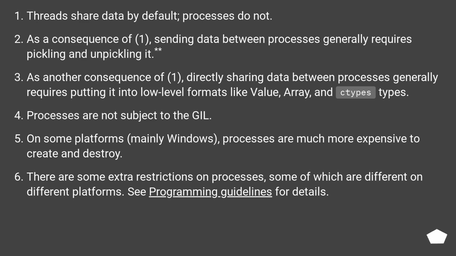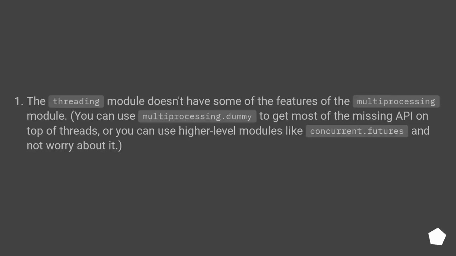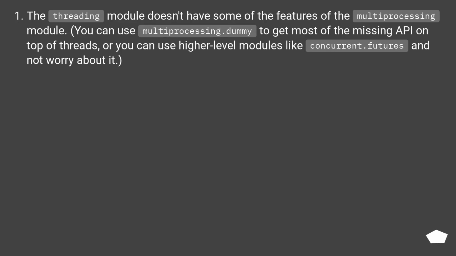On some platforms, mainly Windows, processes are much more expensive to create and destroy. There are some extra restrictions on processes, some of which are different on different platforms. See Programming Guidelines for details. The threading module doesn't have some of the features of the multiprocessing module. You can use multiprocessing.dummy to get most of the missing API on top of threads, or you can use higher-level modules like concurrent.futures and not worry about it.